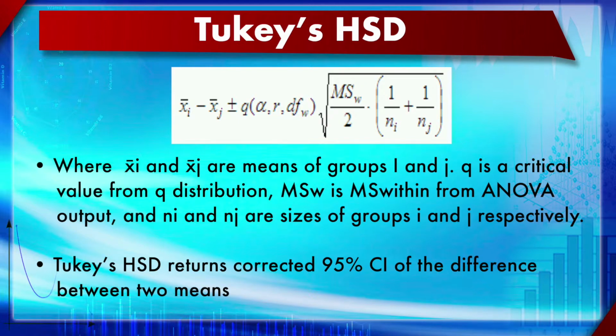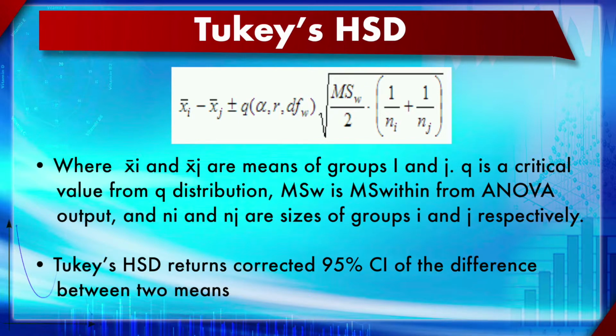Given these three values, alpha, R and degrees of freedom, you can look up the Q in the Q table, or using an online calculator, you can check what the constant Q is. It is multiplied by the square root of MS within, that is MSW, divided by 2, multiplied by 1 by Ni plus 1 by Nj. So for two groups, what are the group sizes? This is the formula for Tukey's HSD.